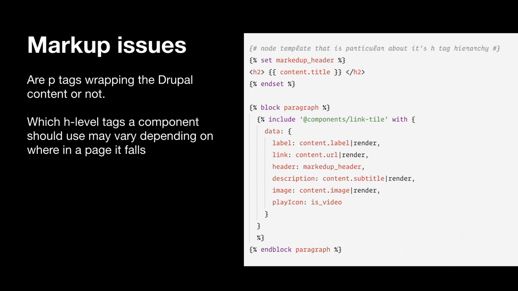So we've found ourselves sometimes doing patterns like this, where we've got a Drupal template, it's including a link tile, but the link tile doesn't define the header hierarchy. It lets Drupal do that by wrapping the title in H2 and passing that into header.